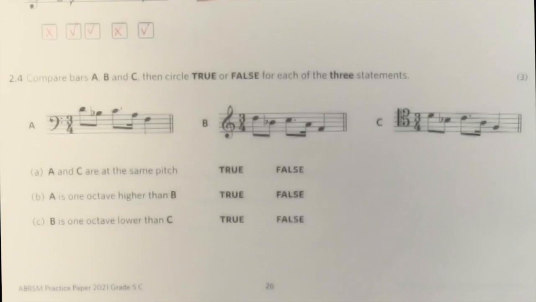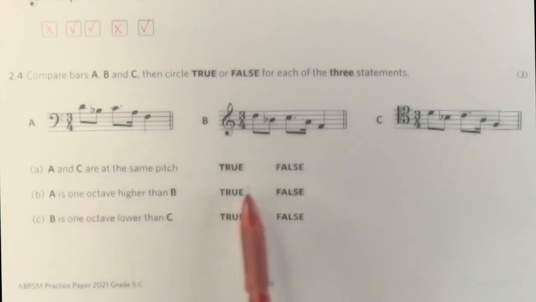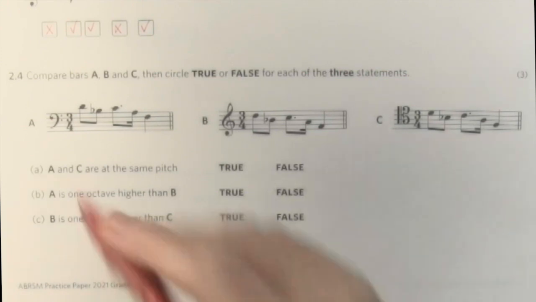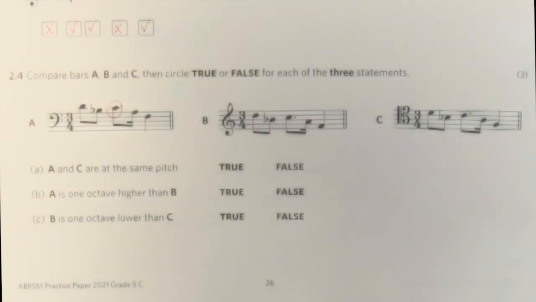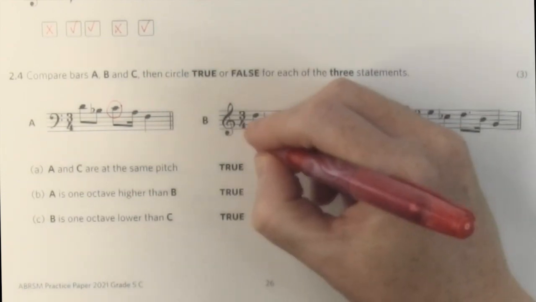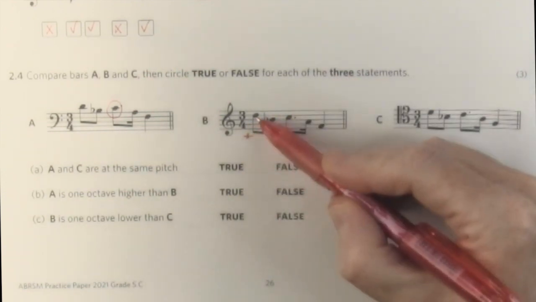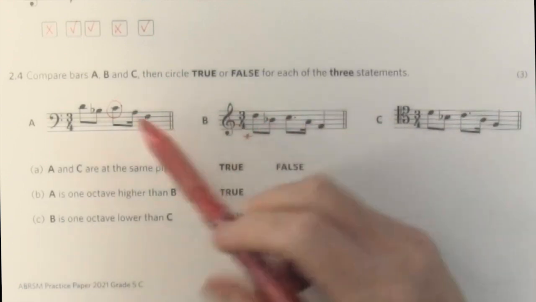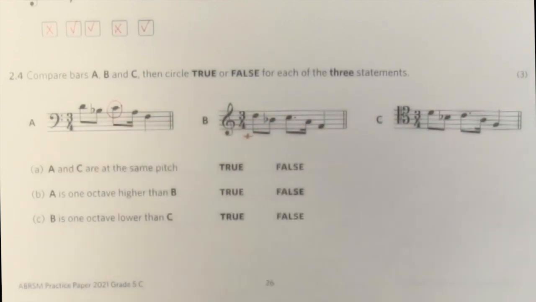Question 4. We need to compare the 3 bars and circle true or false for each of the 3 given statements. And to answer this question, you need to know my mnemonic. If the pitch you want to know, middle C, are you above or below? Now, middle C in treble clef is this. Sorry, in bass clef is this. In treble clef is down here. So this is an octave higher. This melody is an octave higher than this one.